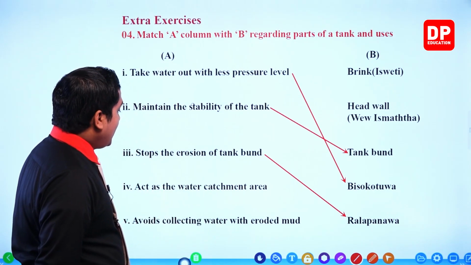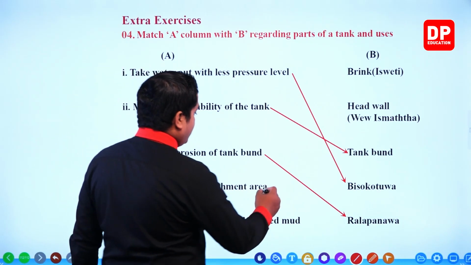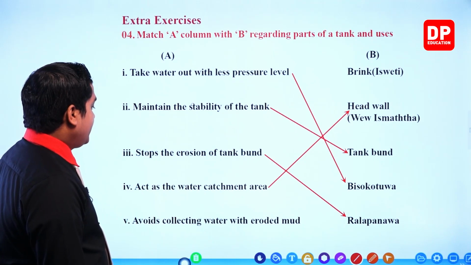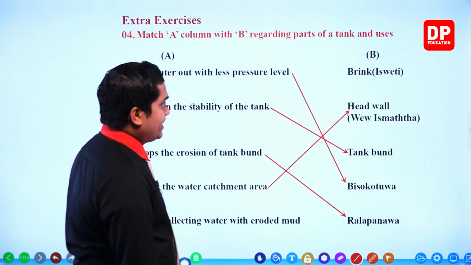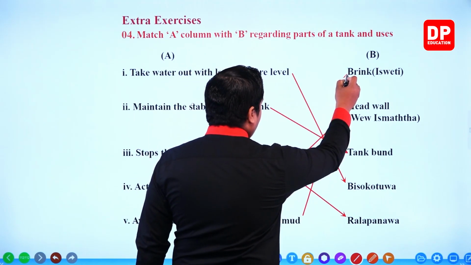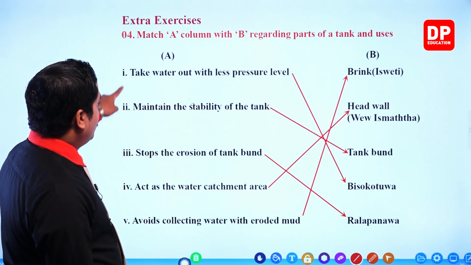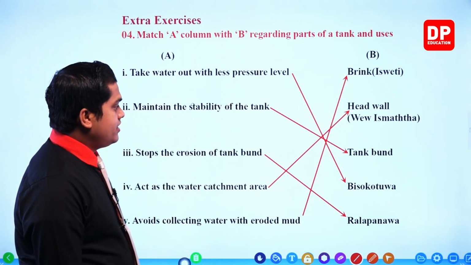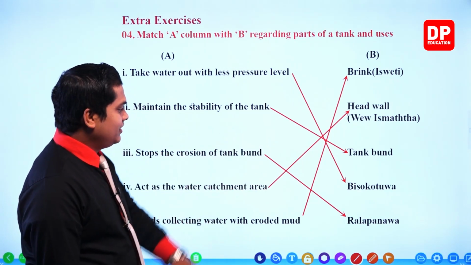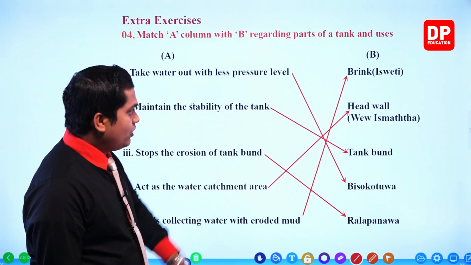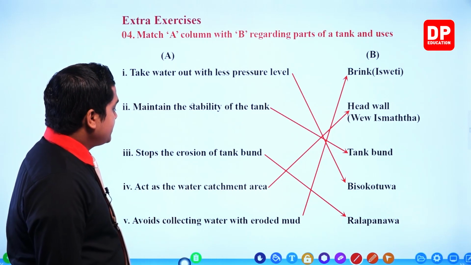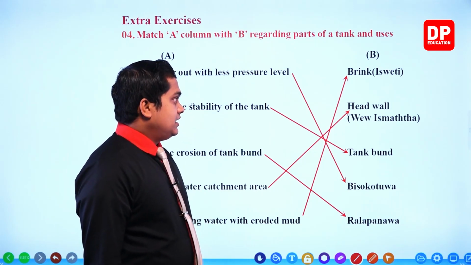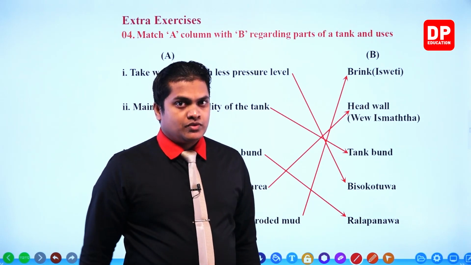Next one. Act as the water catchment area. So this is very simple, my dear children. Water catchment area, it is the head wall. Then final one. Avoids collecting water with eroded mud. Isvati or brink is the answer, the remaining one. Right. So take water out with less pressure level, Bisokotuwa. Maintain the stability of the tank bund, the bund. Stops the erosion of the tank bund, Ralapanawa. Act as the water catchment area, head wall or the Vavismatta. Then avoids collecting water with eroded mud, brink or the Isvati. Right. So these are the parts of a tank with respective users, my dear children.